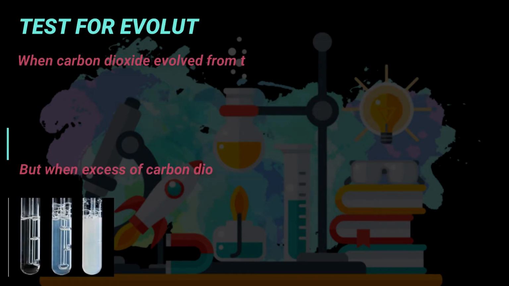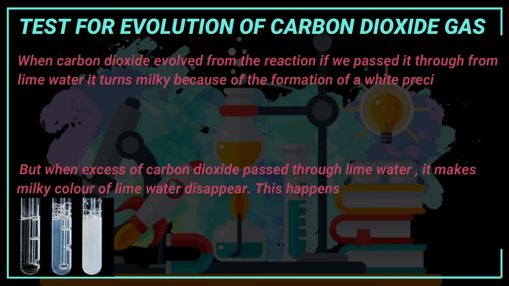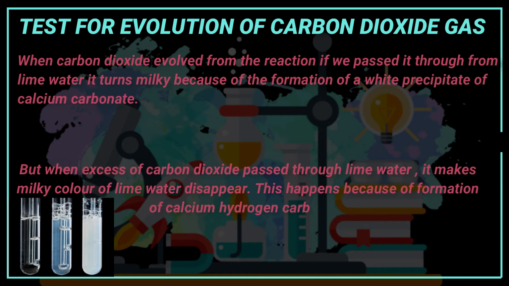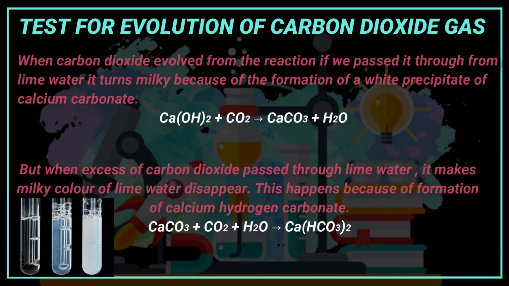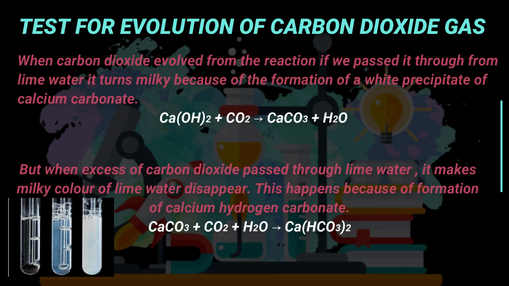Test for evolution of carbon dioxide gas. When carbon dioxide evolved from the reaction is passed through lime water, it turns milky because of the formation of a white precipitate of calcium carbonate. But when excess carbon dioxide is passed through lime water, the milky color of lime water disappears. This happens because of formation of calcium hydrogen carbonate.